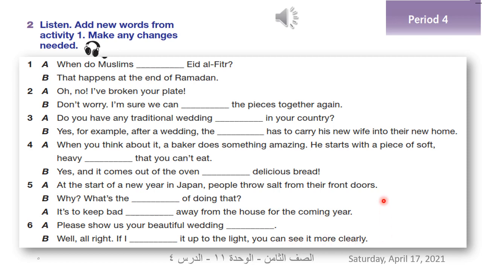Period 4. Activity 2 and Activity 3. 1. When do Muslims celebrate Eid al-Fitr? That happens at the end of Ramadan.